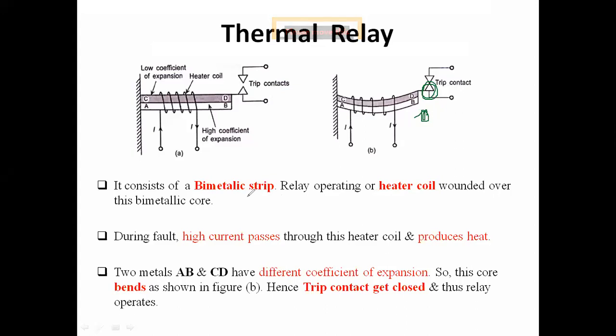In normal condition, for rated current nothing will happen, but when fault current passes through this operating coil, there is a heating effect, that is H, which you know is proportional to I squared R T. You are familiar with this equation. Due to this heating effect, the two bimetallic strips will expand, but because of the different temperature coefficients of expansion, the bimetallic strip will bend like this, the moving contact will touch the fixed contact, and the relay will operate. This is the basic principle.